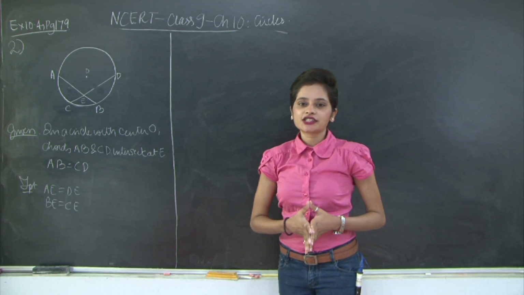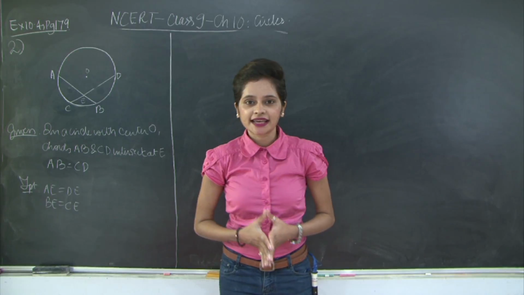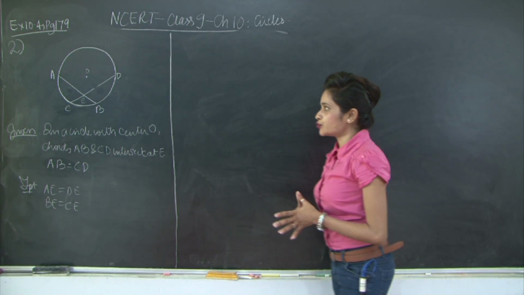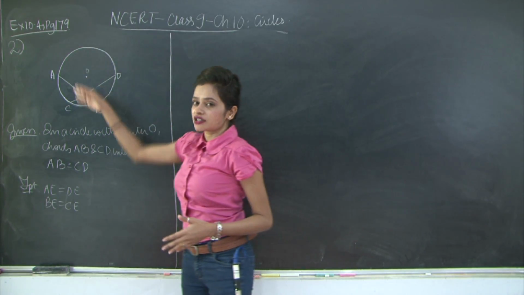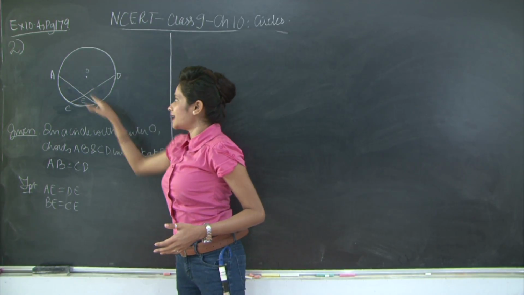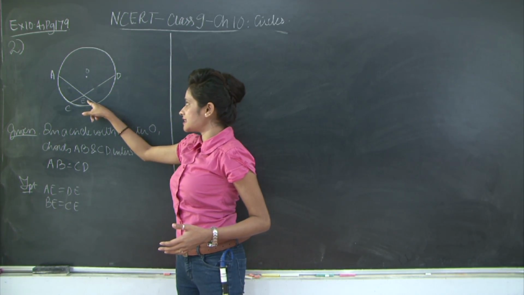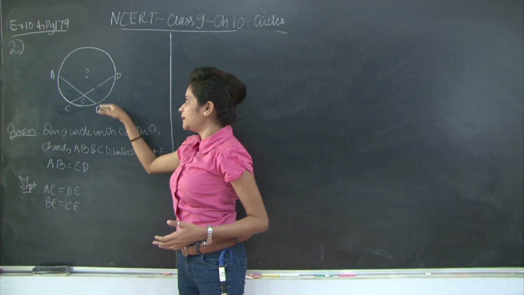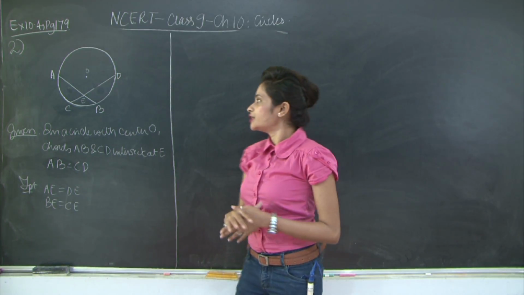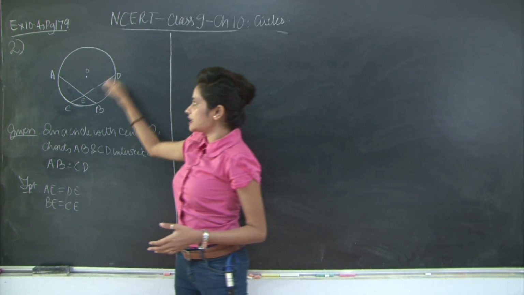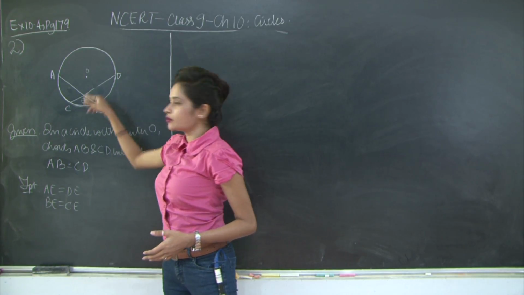Well students, let us continue with exercise 10.4 of chapter 10, circles. This is question number 2, wherein you have a circle with center O, with chords AB and CD intersecting at E, and also you have chord AB equal to chord CD. You need to prove that AE is equal to DE and BE is equal to CE.